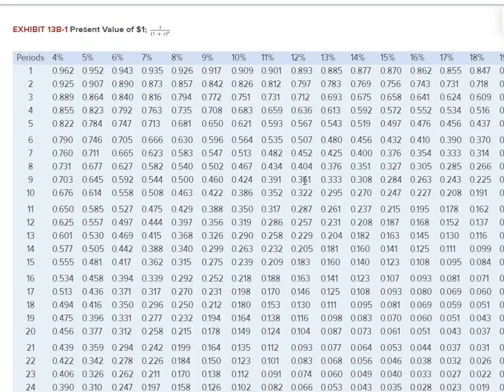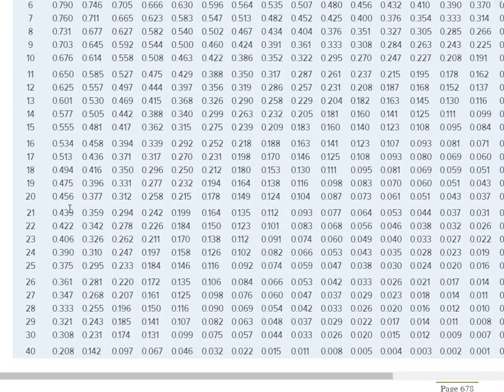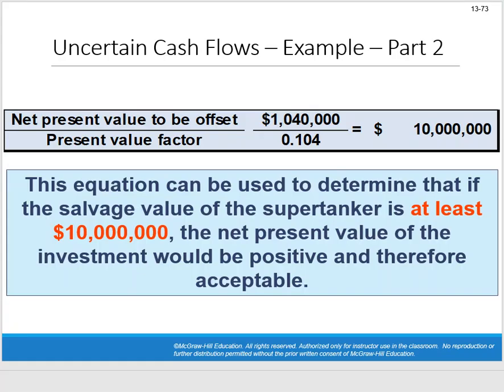Can you even see that? It's way up there. So row 20, 12% column is 0.104. So that's where that's coming from. So we divide 1,040,000 by 0.104 and we get $10 million. So what that means is that the salvage value of the super tanker would have to be at least $10 million to offset the net present value, to zero out the NPV, is what they're saying.